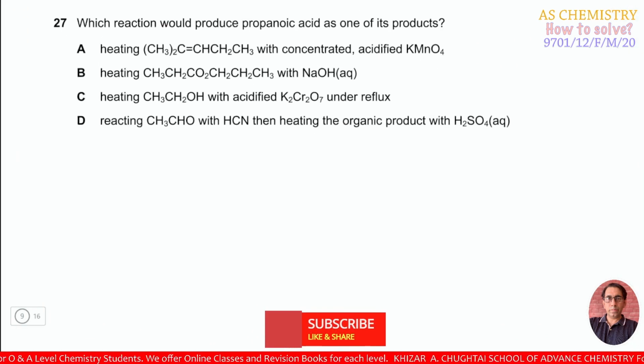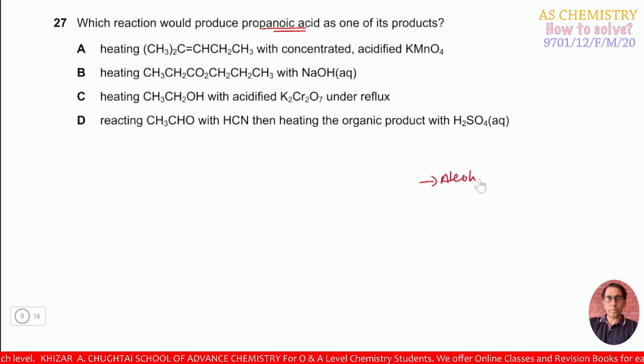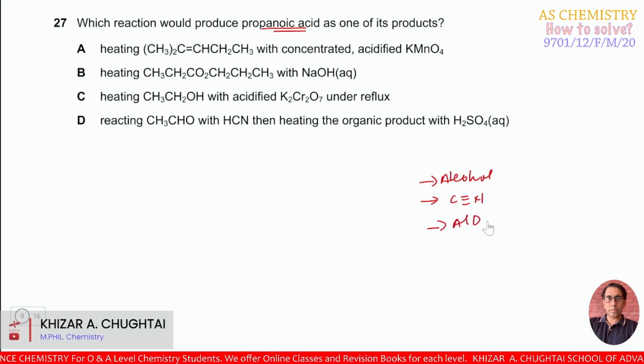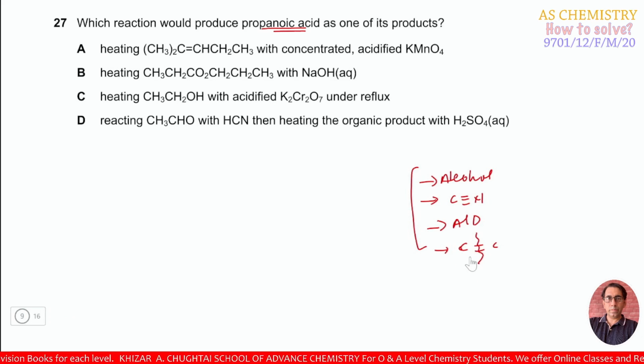Question number 27. Which reaction would produce propanoic acid as one of its products? Any sort of carboxylic acid can be made from alcohol. It can be made from hydrolysis of nitrile. It can be made from aldehyde, and so on. So for option A, heating this one, yes, we can also make it by the breakage and oxidation of a carbon-carbon double bond. We can also make the carboxylic acid.